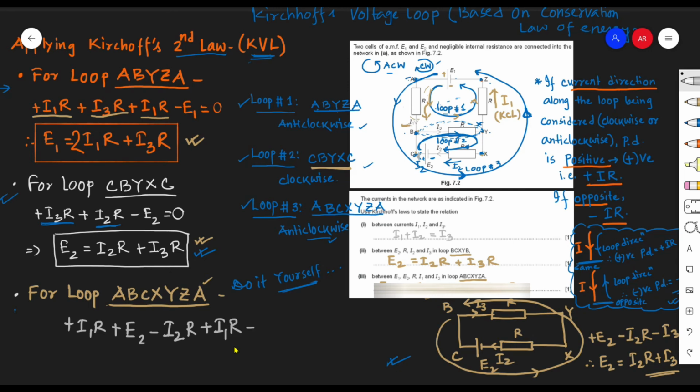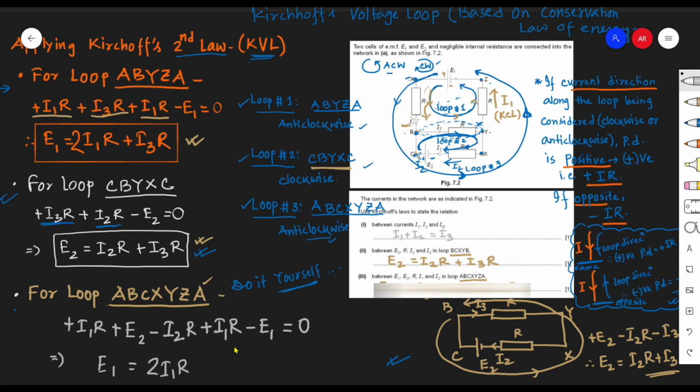Then as we go down the loop, it enters the positive terminal of the E2, so plus E2 is here. Then again, as we move, we see that I2 is entering the negative terminal of the E2, but our loop is in the opposite direction. So I2 and the loop direction are not in the same direction, they are opposite. As they are opposite, a negative PD is dropped across it. It is negative I2R. Look at this expression, check it out.